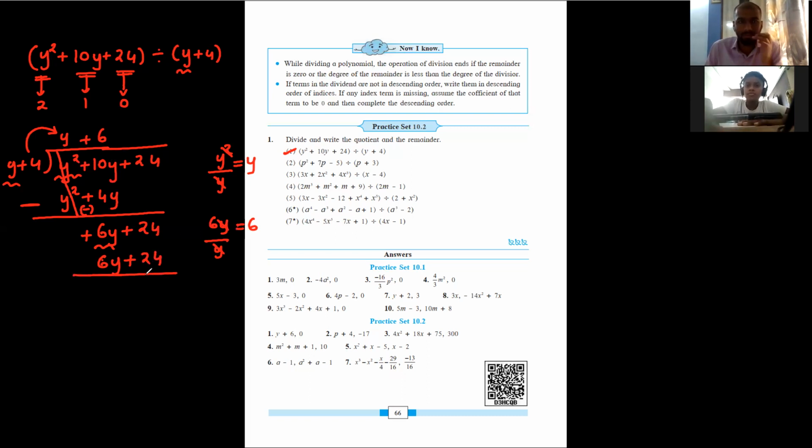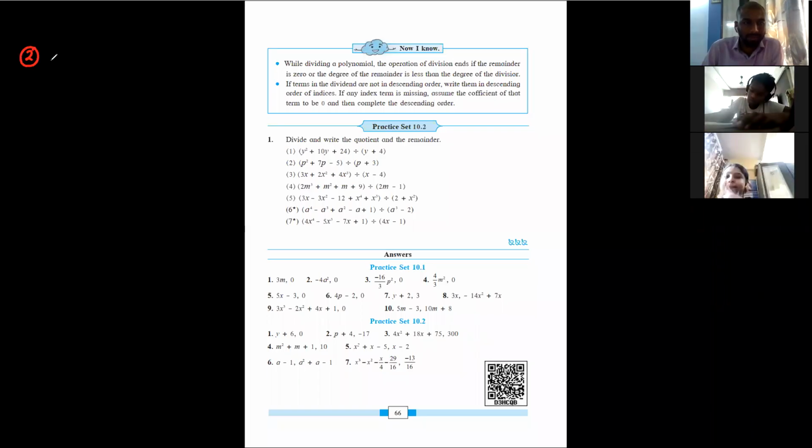Now, you will subtract both. Once you subtract, this 6y will get cancelled. Now this plus 24 will change to minus. This 24 and 24 will get cancelled. Your answer will be what? 0.